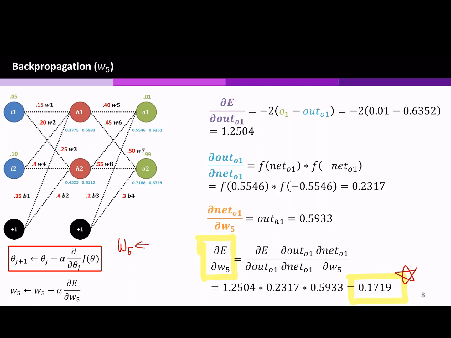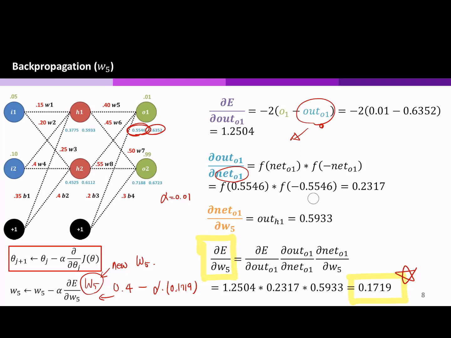So you can update this value. W5 is currently 0.5 minus alpha, I'll say 0.01 or a certain value, multiplied by this. This one is your new W5. Does it make sense?